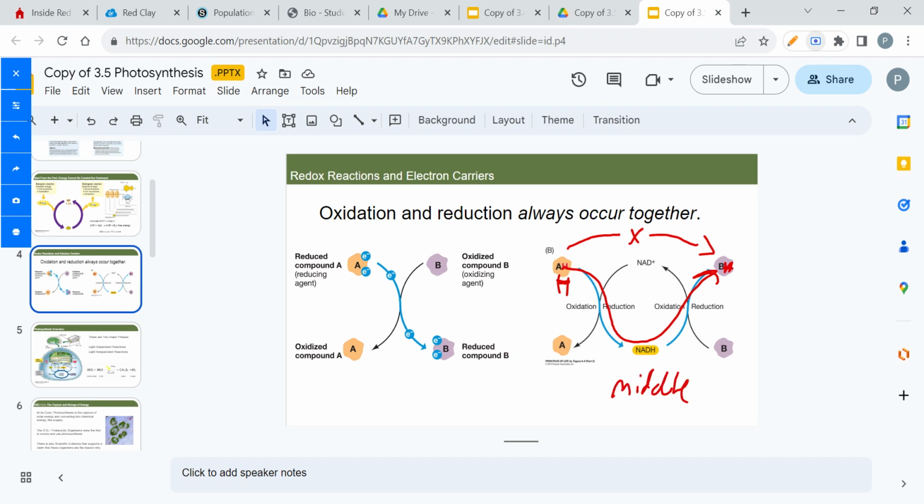All right, gang, we're not even talking about photosynthesis right now. We're just talking about all the background stuff.